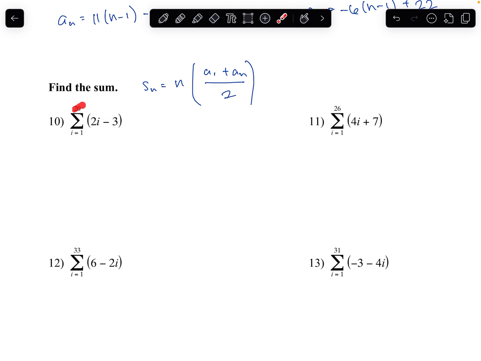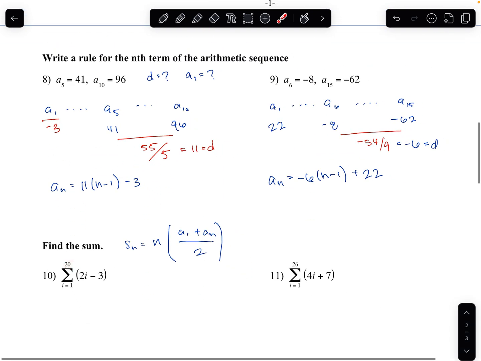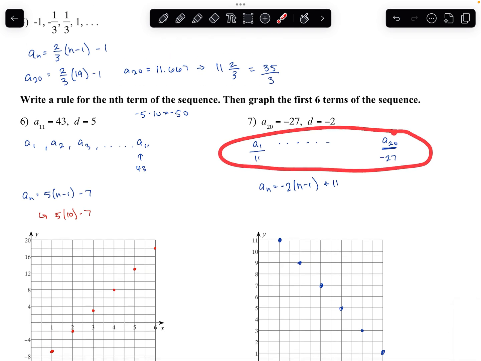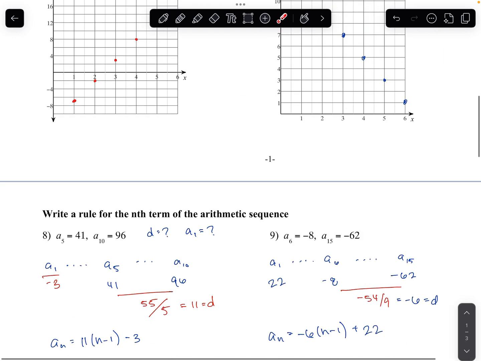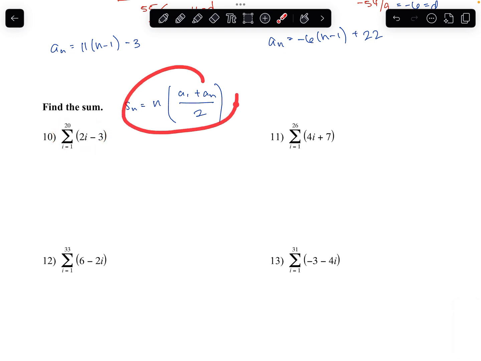All right, so this is the sequence right here, and we're adding up the first 20 terms. It would be equivalent to adding up all the terms in this one right here. What would the total value be? That's essentially the idea of what we're doing here, but this is a shortcut. Very nice formula. So n refers to the number of terms, so that's going to be 20.